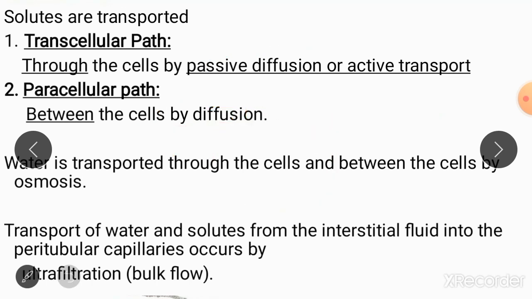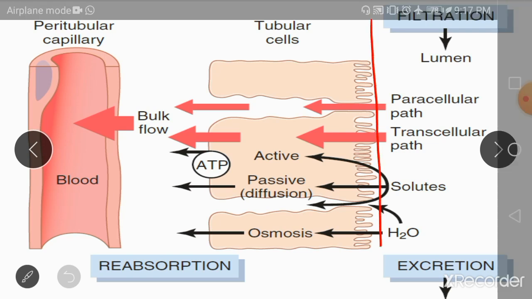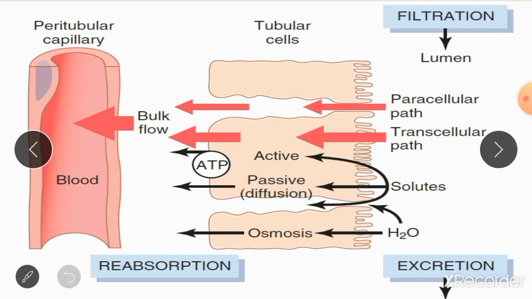To explain this mechanism, let me show you a figure. So here suppose we have the lumen of a nephron, and this is the luminal side of the epithelial cells which make up the walls of the nephron, and substances can move towards the peritubular capillaries either through the cells or between the cells. The pathway which is through the cells is known as the transcellular pathway, and the pathway which passes between the cells is known as the paracellular pathway.